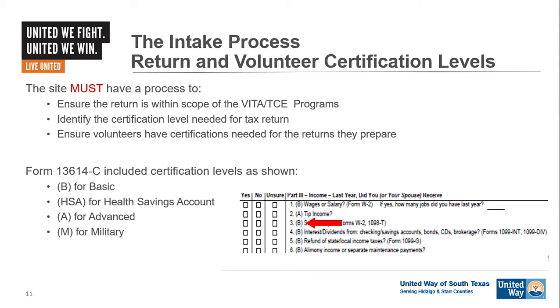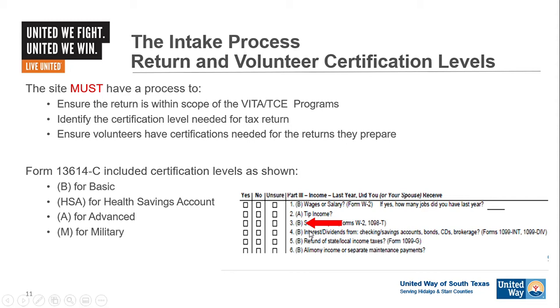If you have gone over the volunteer standards of conduct training, we talk about how the site coordinator will put an A or a B next to your name on your name tag, and this will identify what certification level you are. On the form 13614-C, the certification level is included as shown below.